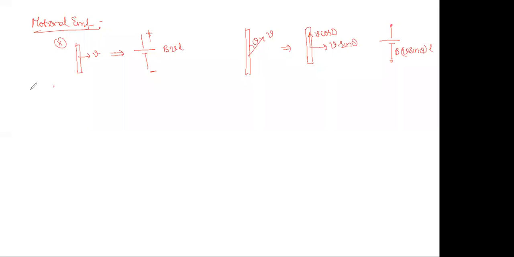So now this can be concluded for a uniform magnetic field. In the uniform magnetic field, we have a conductor of length L. The separation between the two endpoints is D. So it is equivalent to a single straight conductor moving with the velocity V.